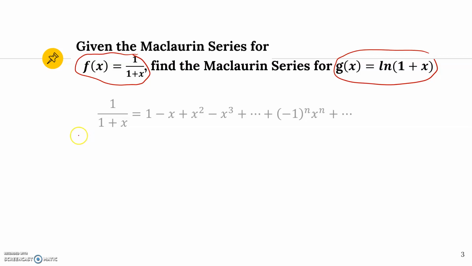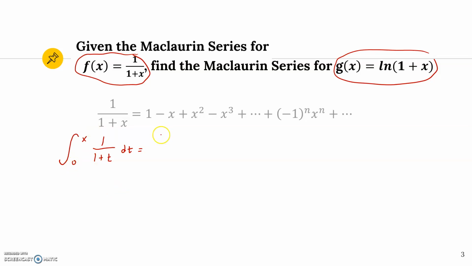So what I'm going to do is integrate this function from 0 to x so that I can get the antiderivative of 1 over 1 plus, and now I'm going to use a t so it doesn't get confusing about what my independent variable is. The antiderivative of this would be natural log of 1 plus t. If I plug in x, I get natural log of 1 plus x minus natural log of 1, which is 0.